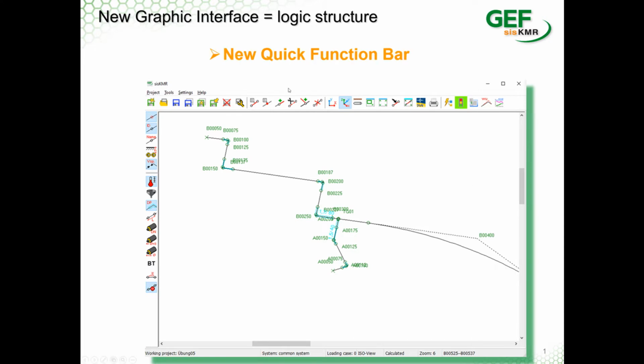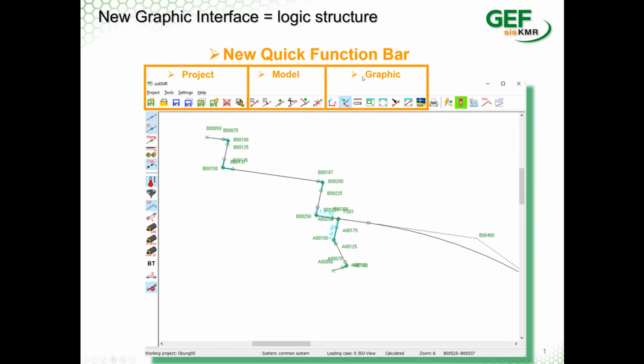Beginning with a new quick function bar on the top of the box, you see here new buttons for different functions. And these functions are grouped in 4 different groups, beginning with project. That means all the functions that are necessary to handle projects, starting from new project and project settings. Second is modeling the sections and so on.